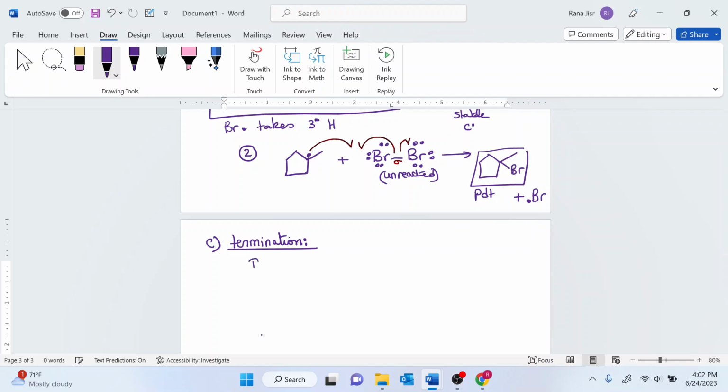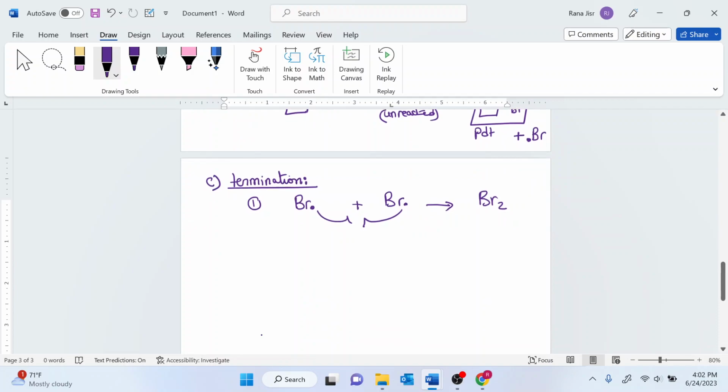So let's have an example over here. The first radical that we are forming is the bromine radical, so we can react 2 bromines with each other. And in this case, we're going to end up getting a Br2. So again, the idea is to get rid of all the radicals in the solution. The second possibility is to get your free radical that you formed, and you react it with the bromine free radical.